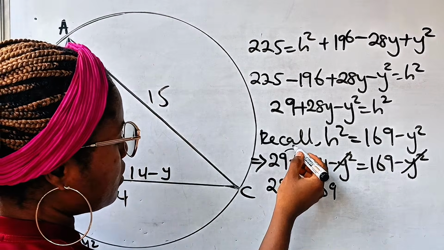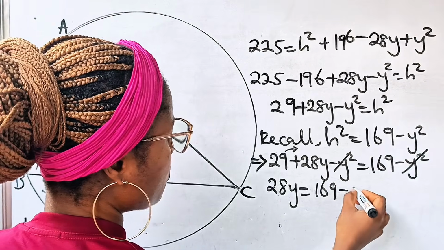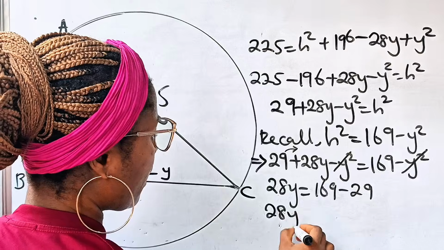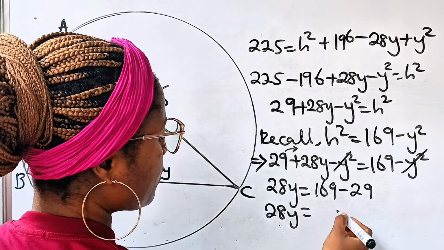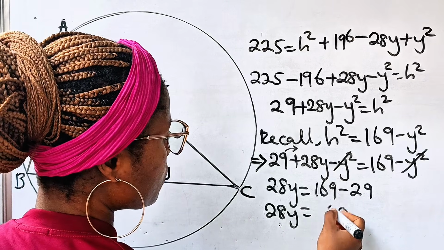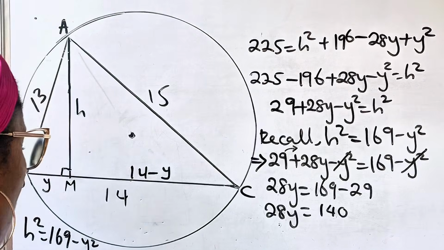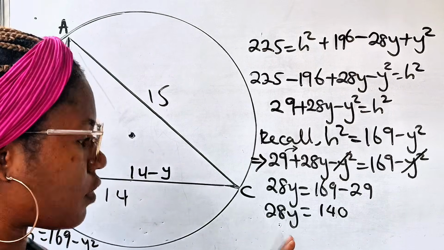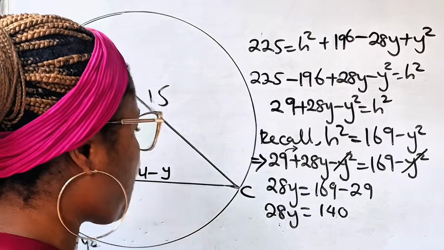Now, let me transfer this 29 to the other side. It becomes minus 29. So 28Y is equal to 169 minus 29: 9 minus 9 is 0, 6 minus 2 is 4, is equal to 140. Now let's go ahead and find the value of our Y.